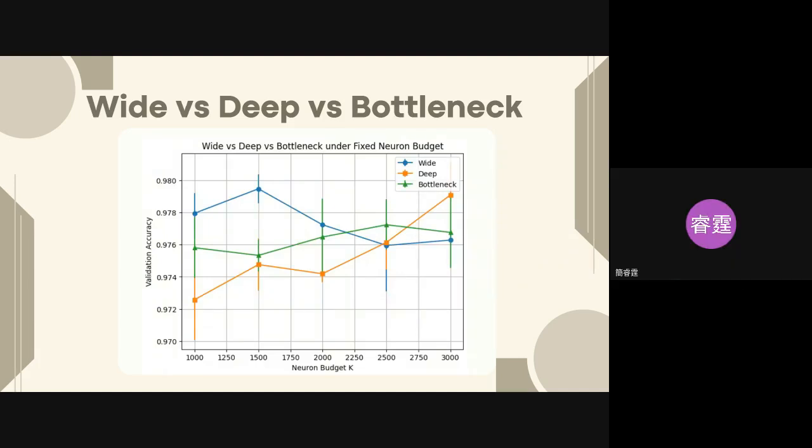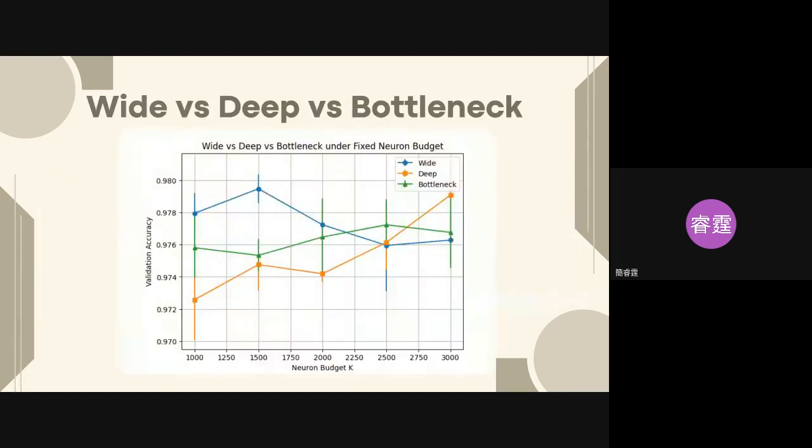Okay, so now we add the bottleneck, and the bottleneck model is like making the information pass through a narrow road in the middle of the network, right? And because of this, the model is forced to keep only the most important information. And as you can see from the graph, bottleneck is not the best at every K, but it's quite stable. Its accuracy does not change too much when K increases. This means that the bottleneck structure is more balanced and less sensitive to the size of the neuron budget.